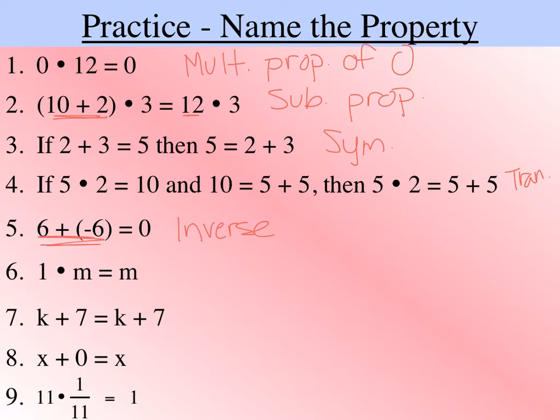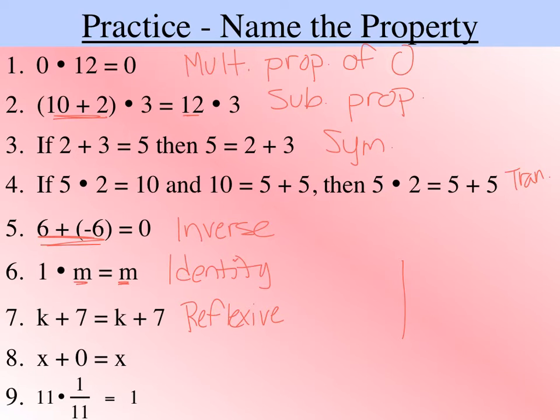Number 6, 1 times m equals m. You start and end with m, so something's not changing. That's identity. Number 7, k plus 7 is k plus 7. That's basically saying the same thing is itself. That's your reflection or reflexive property.